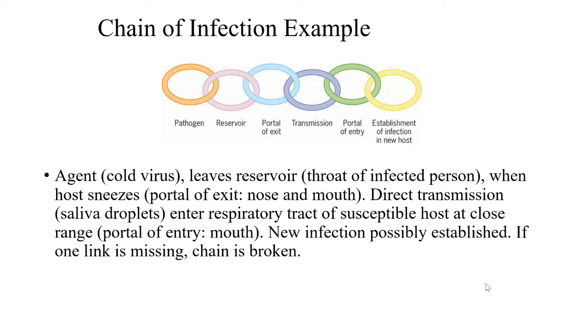We look at this because if you can remove one of these links, then the chain is broken. And that means that the disease cannot be spread. So for example, let's say I'm going to break the link at transmission. So I'm breaking the link right here at the transmission link. What you could do is have those people who are infected wear face masks. And so what that does is it prevents the infection, the agent, from leaving the host, right? So it's leaving the host, but it's getting caught up in the face mask. And therefore, there's no portal of reentry because it's being blocked by that face mask.